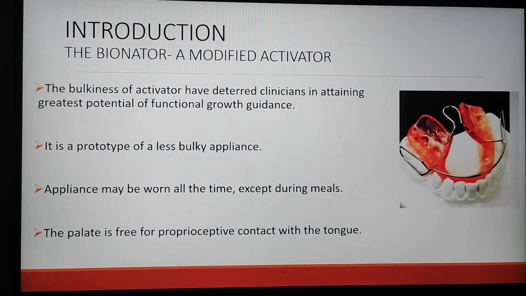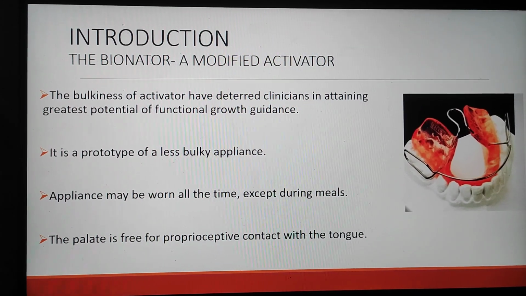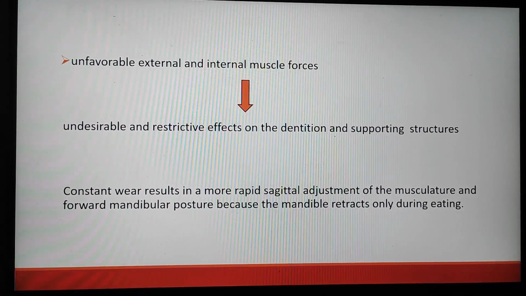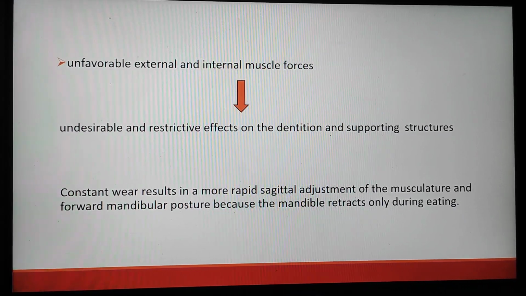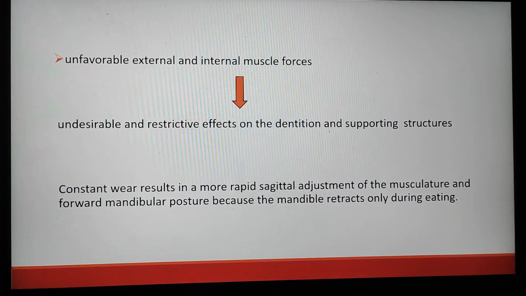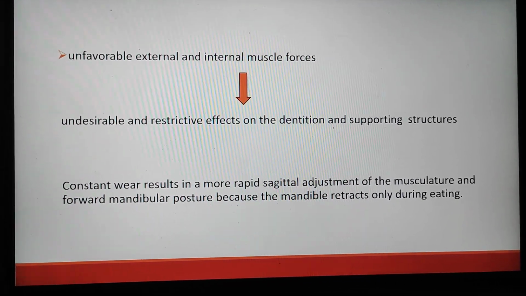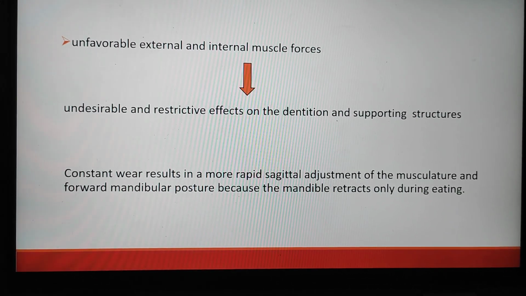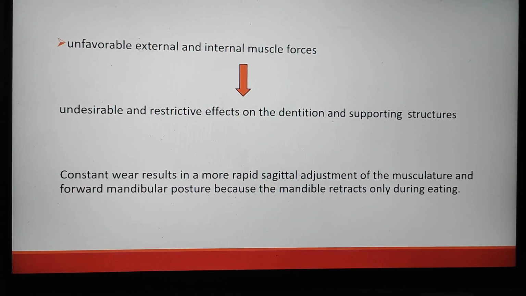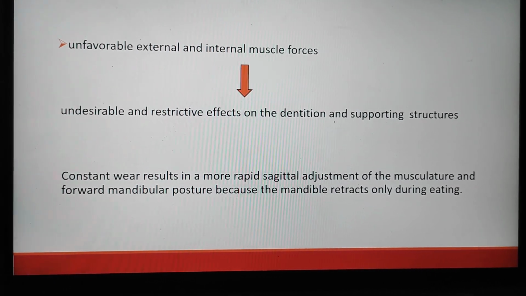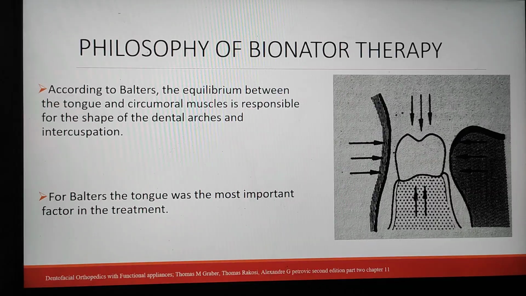So this appliance could be worn day and night except during meals, and the palate was free for the proprioception from the tongue. In normal scenarios, unfavorable external and internal muscle forces lead to undesirable restrictive effects on the dentition and supporting structures. The bionator has a component of a buccal extension that will restrict these unwanted forces. And because of lesser bulk, the constant wear of the appliance resulted in a more rapid sagittal adjustment of the musculature and forward mandibular posture, because the mandible will only retract during eating and the rest of the time the mandible is in a protruded position.